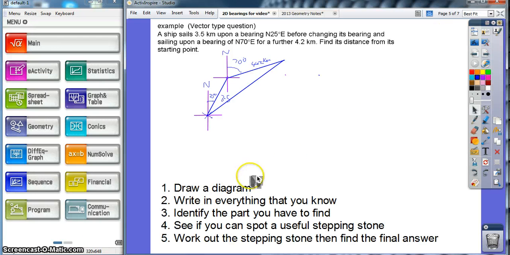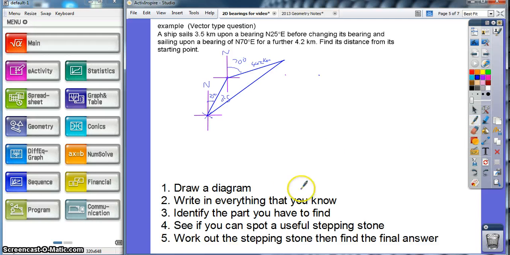Okay, so what we've got here is the same method we used in a previous video on 2D problems, and what you should start off by doing is draw a diagram, then add everything that you know. Well, we've done that so far. Identify the part you have to find, and then see if you can spot a useful stepping stone, then work out the stepping stone to find the final answer.